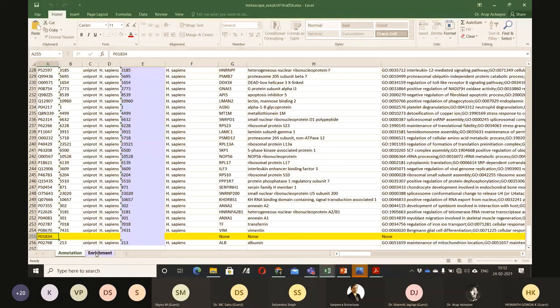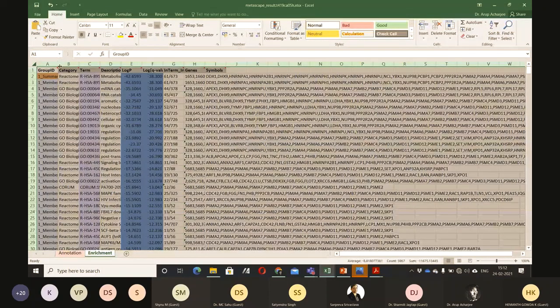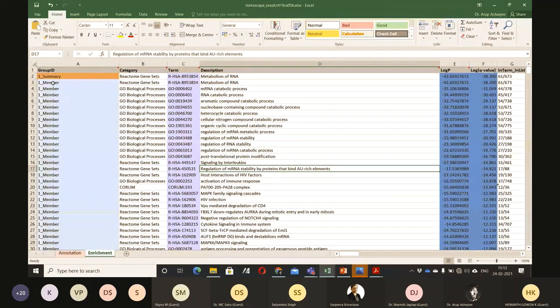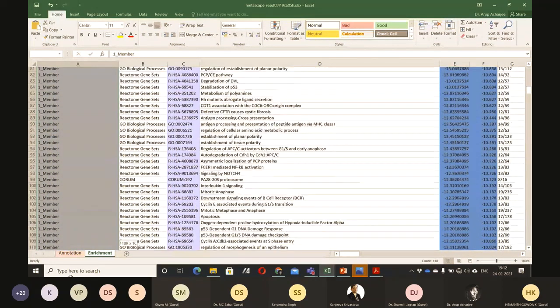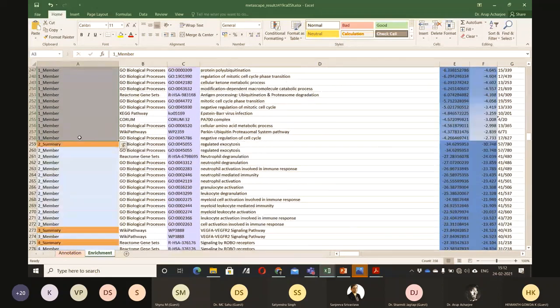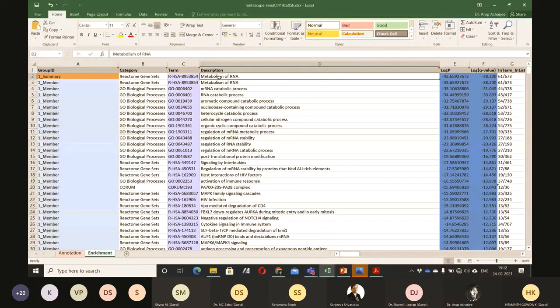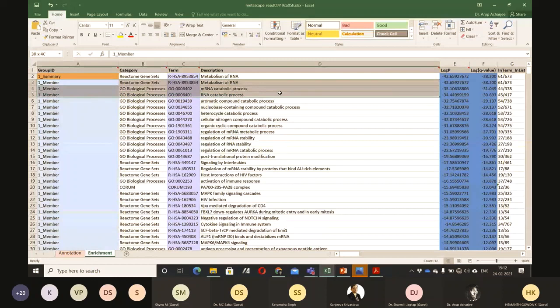Now, if you click on the enrichment tab, you would see another interesting thing. You come up with what is called the summary pathway, and these are the member pathways. For one summary pathway, there are almost 256 member pathways. Each of these member pathways is ranked in the order of log P and log Q value, which means that if we talk of metabolism of RNA, this is the most enriched of all.